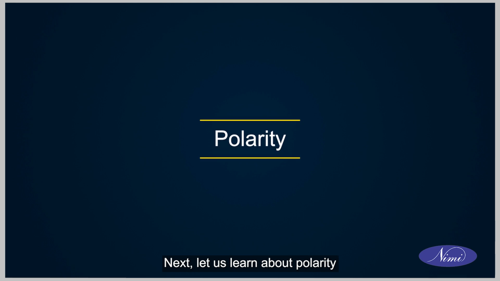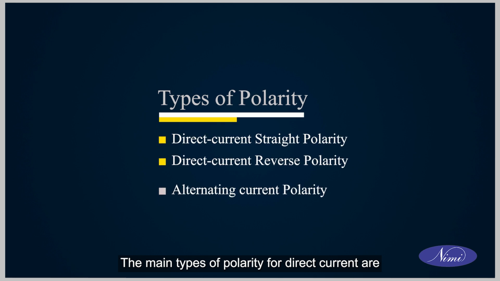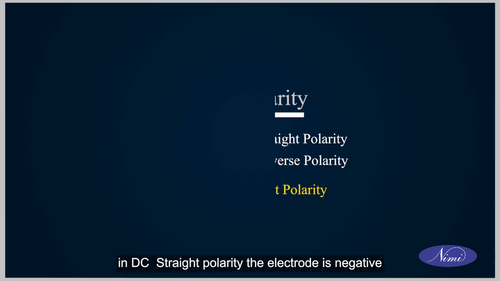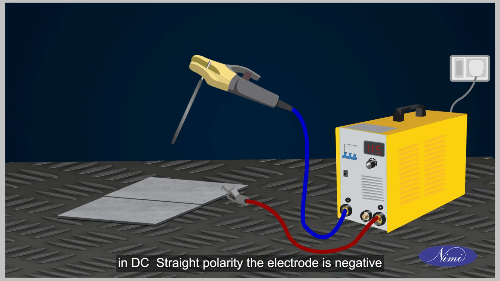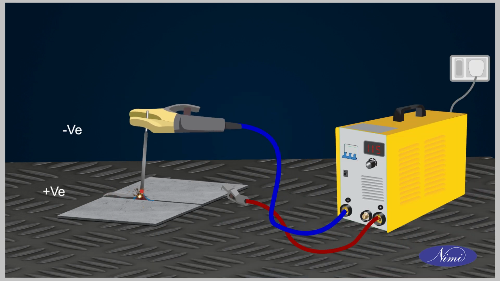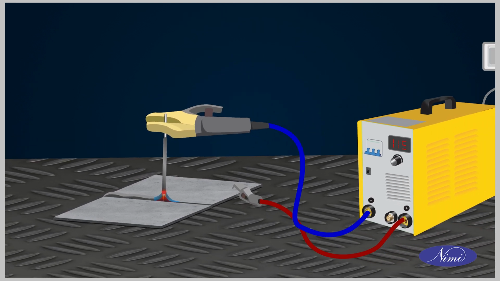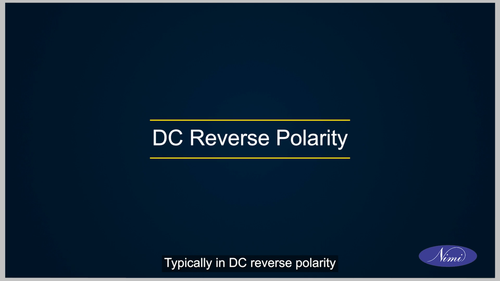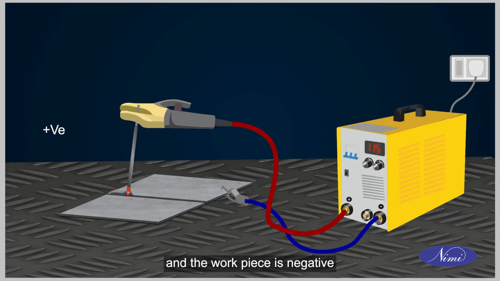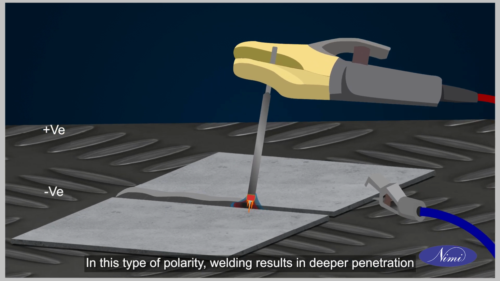Next, let us learn about polarity and how it aids the welding process. The main types of polarity for direct current are direct current straight polarity, direct current reverse polarity. In alternating current, polarity keeps changing and hence cannot be considered. In DC straight polarity, the electrode is negative and the workpiece is positive. This welding results in faster electrode melting and deposition rate. Typically, in DC reverse polarity, the electrode is positive and the workpiece is negative. In this type of polarity, welding results in deeper penetration.